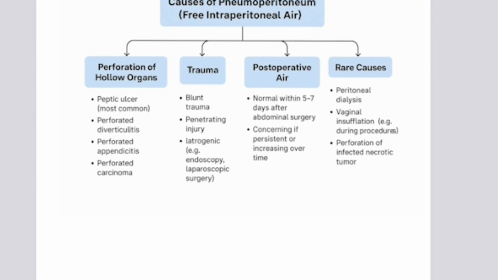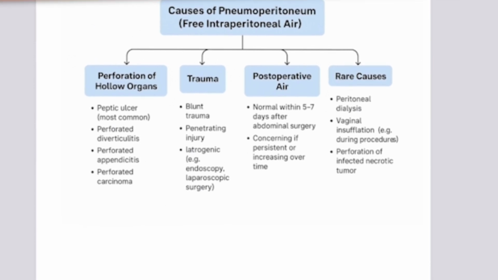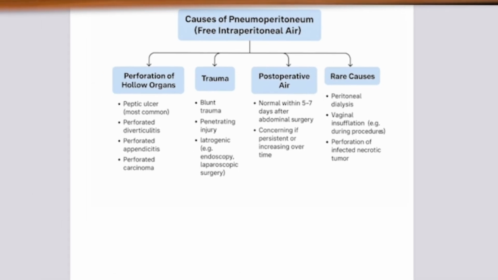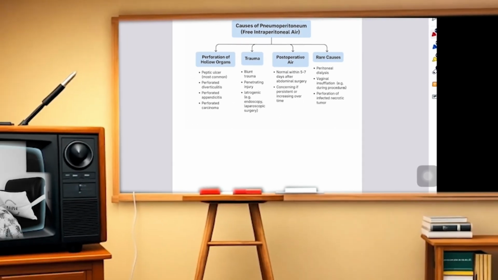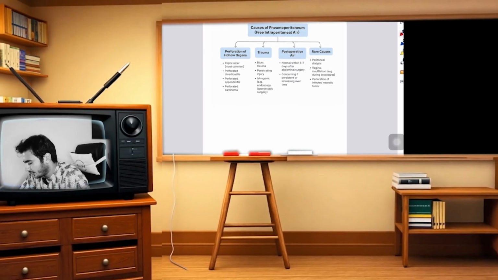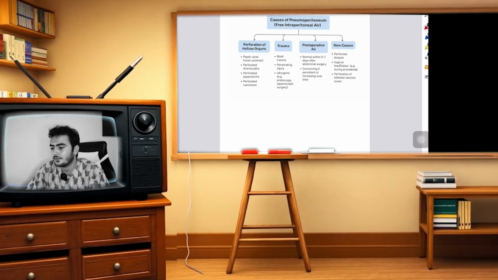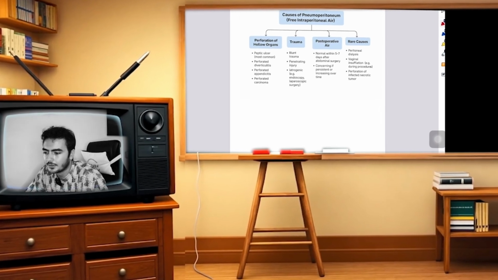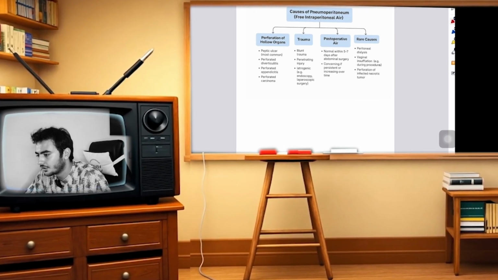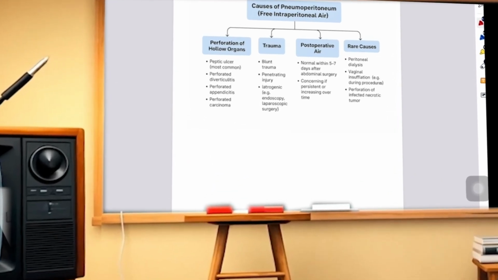After abdominal surgery, even if the bowel wasn't opened, it's normal to see some free air for about 5 to 7 days. If the air sticks around longer or increases on follow-up films, that's when you should worry about a complication like a leak or abscess.